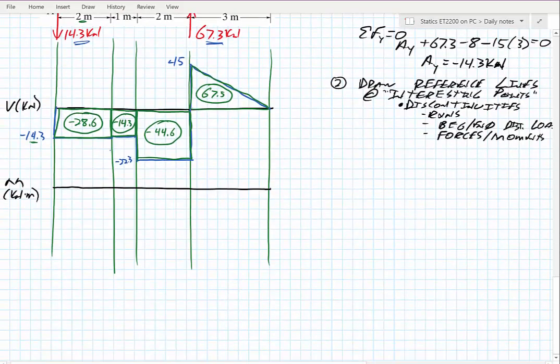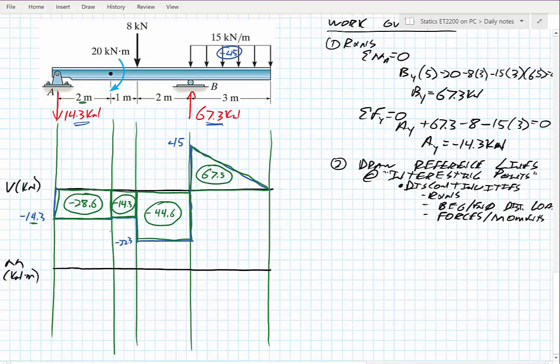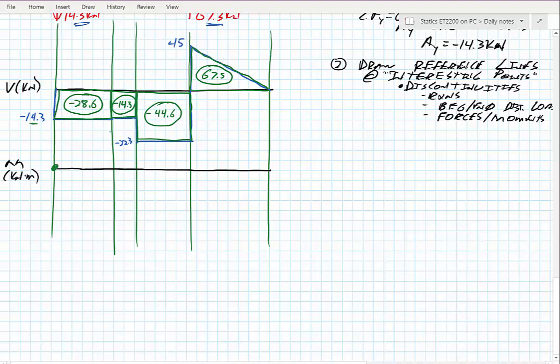So when I move down to my moment diagram, I start at the very end and I say, is there any kind of moment over here? Well, there's no moment. In fact, there's a pin, so it's free to rotate, so there can't be a moment there. Because there's no moment, I'm starting at 0. And I say, well, how much do I change as I move from segment? Well, that's equal to the area underneath my shear curve.